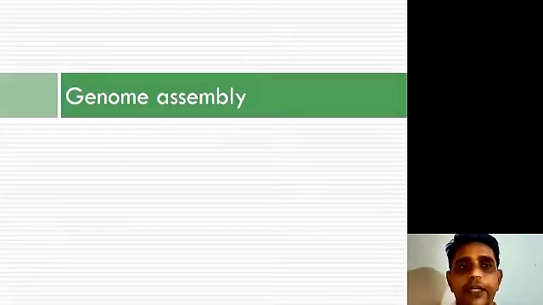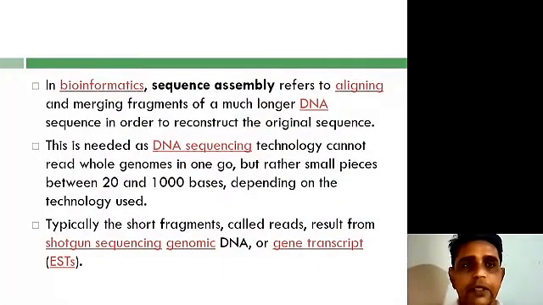The next step after that is known as genome assembly. Genome assembly is a complex process. In bioinformatics, sequence assembly refers to the alignment and merging of fragments of a much larger DNA sequence in order to reconstruct the original sequence. This is needed because DNA sequencing technology cannot read the whole genome in one go, but rather reads small pieces between 20 to 1000 bases, depending on the technology you use.